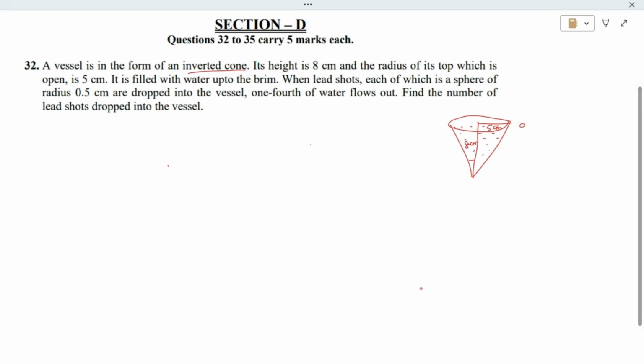When lead shots are added, there are so many lead shots, and each of them is a sphere of radius 0.5 centimeter, dropped into the vessel, 1/4 of the water flows out. After adding the lead shots, definitely the water level will increase and it flows out, right? So now I need to find the number of lead shots dropped into the vessel. So the volume of lead shots added in the vessel is equal to the amount of water that flows out, isn't it?